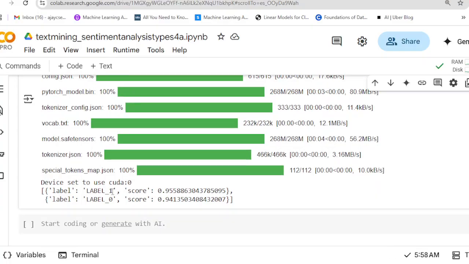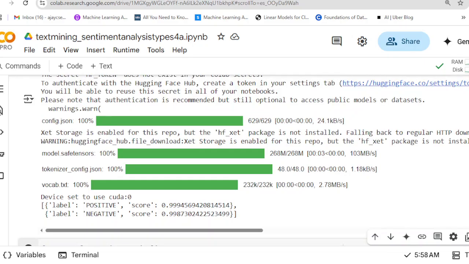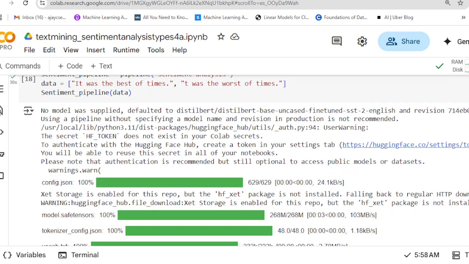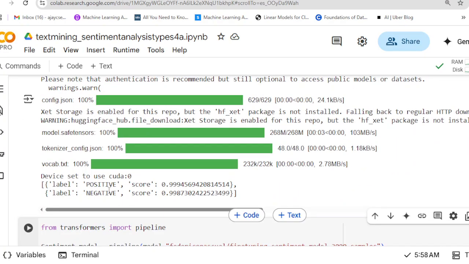Here it is a negative score, here it is a positive score, with a confidence of 95 and 94 percent. Similarly here also: it was the best of times, it was the worst of times. The first one is a positive sentence, the second one is a negative sentence.